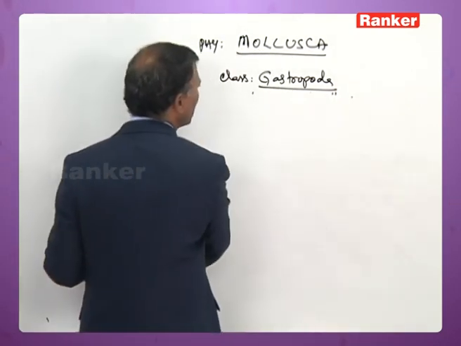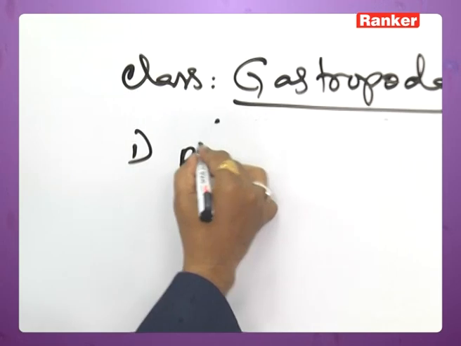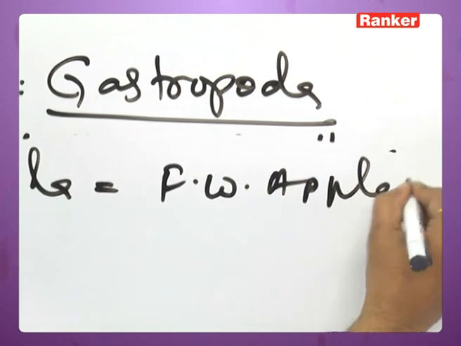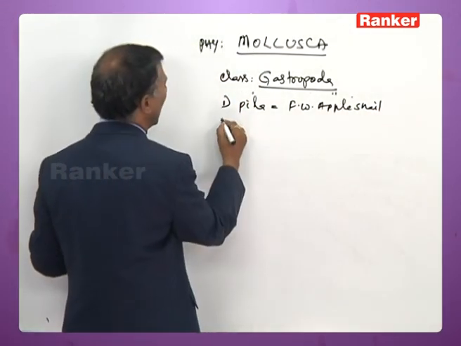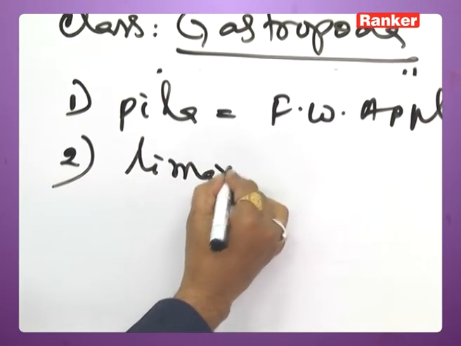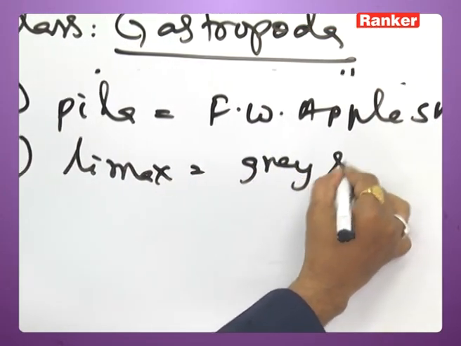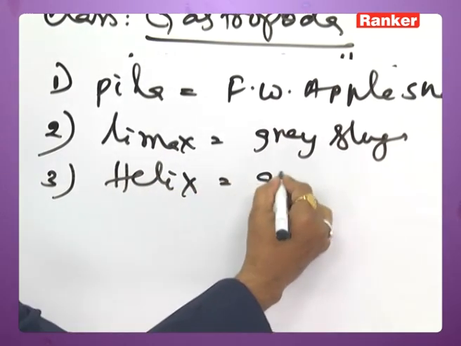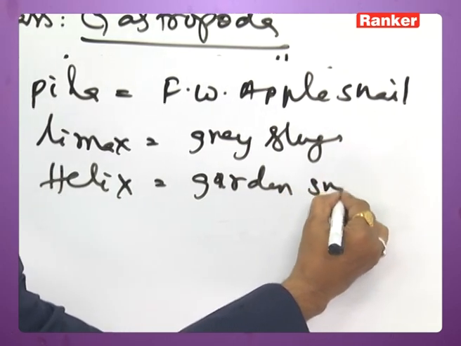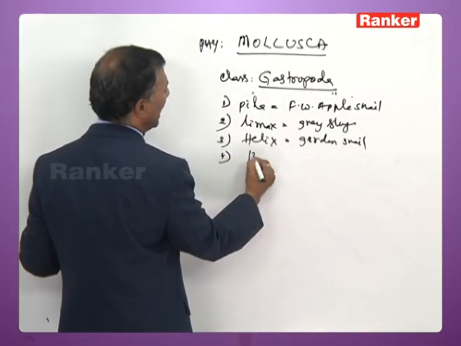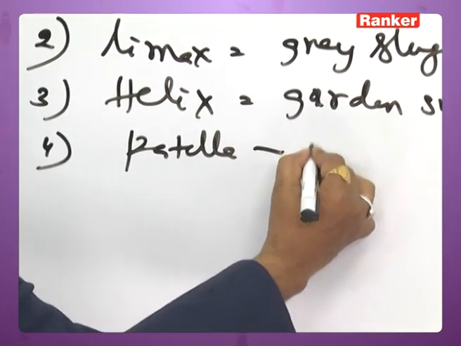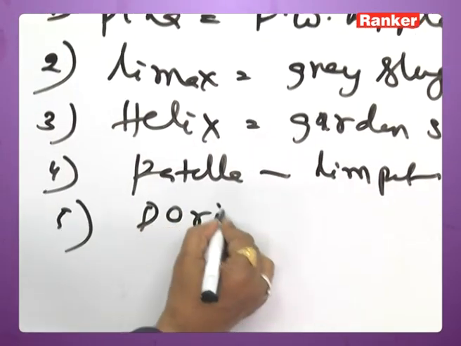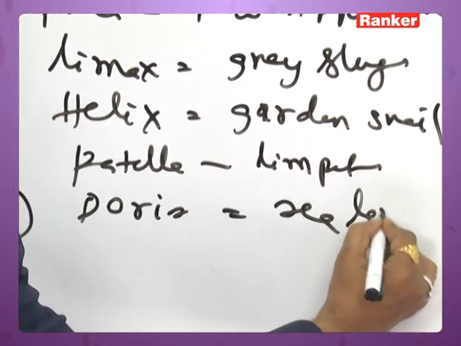The important examples for Gastropoda are Pila, which is called the freshwater apple snail or pond snail. Next, Limax, commonly called grey slug. Next is Helix, commonly called garden snail. Next is Patella, commonly called limpet. Next is Doris, commonly called sea lemon.